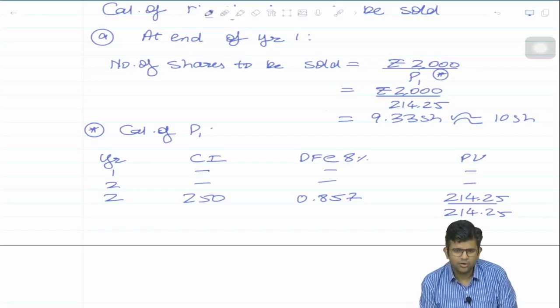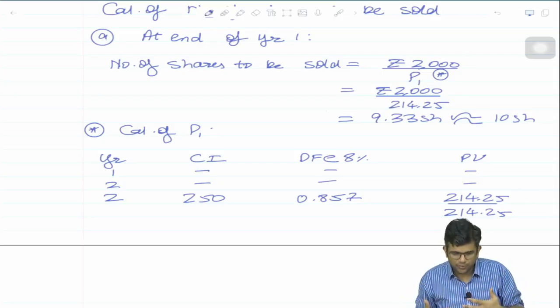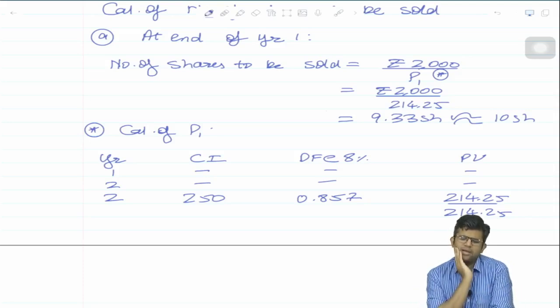Take your time, don't do anything on the calculator. Write and see, you will understand only then. Write properly. And say, okay, at the end of year 2, if I want 2000, then how many shares to sell? It will be 2000 divided by P2, correct? Now how to find P2? Think.